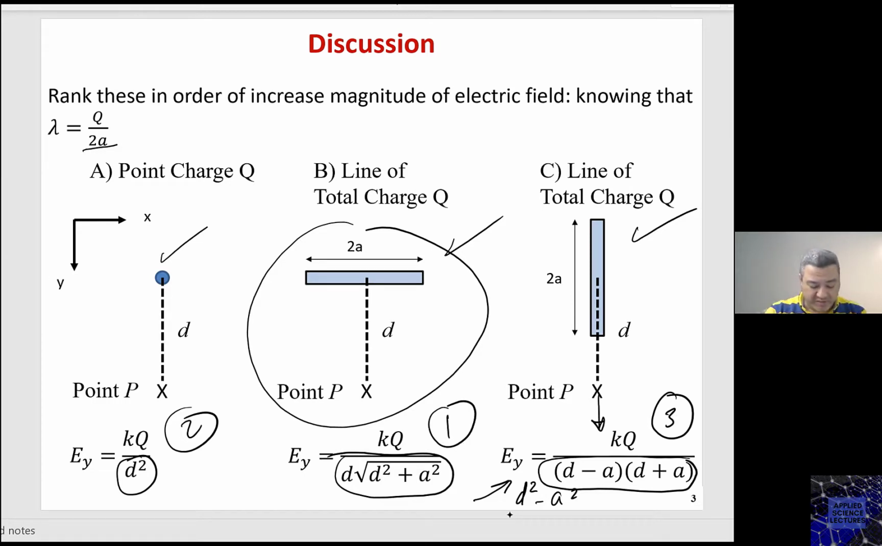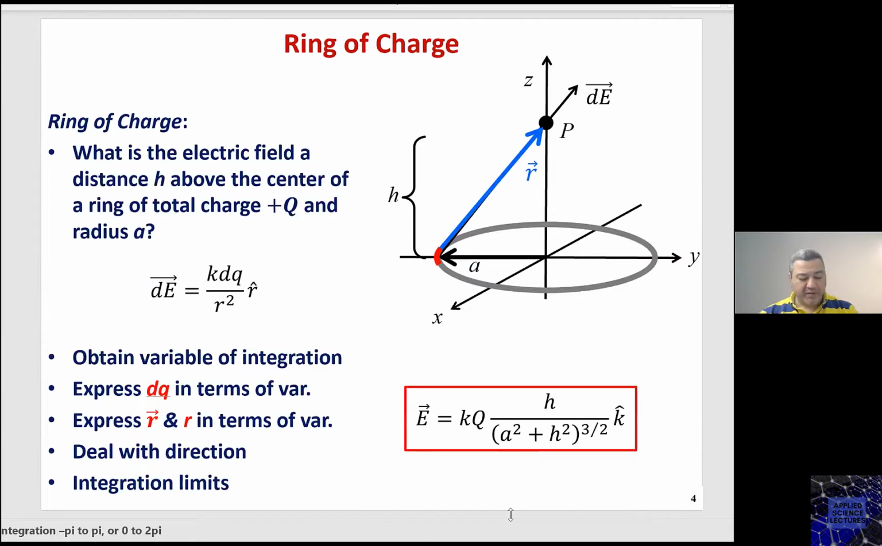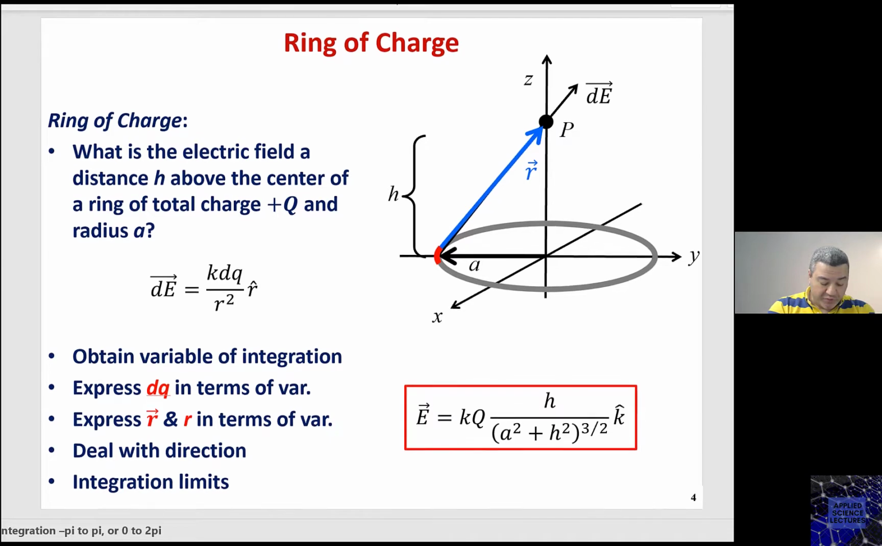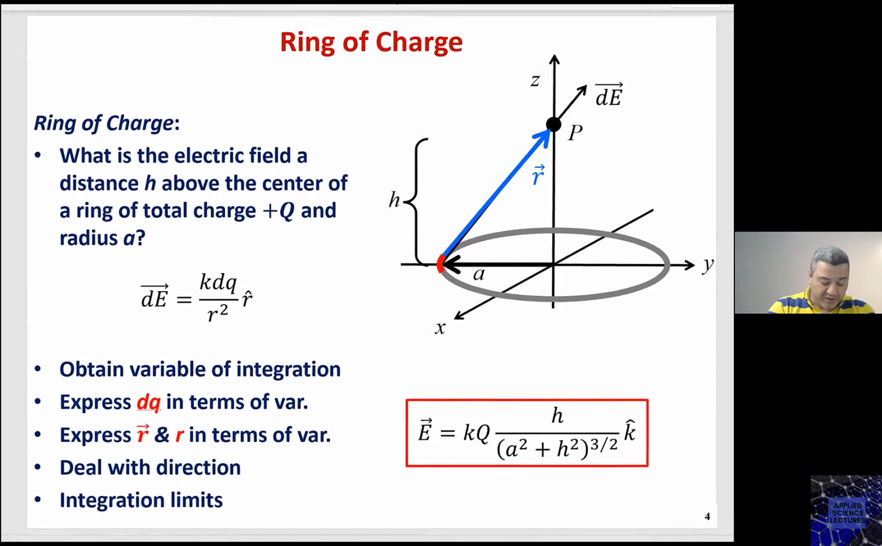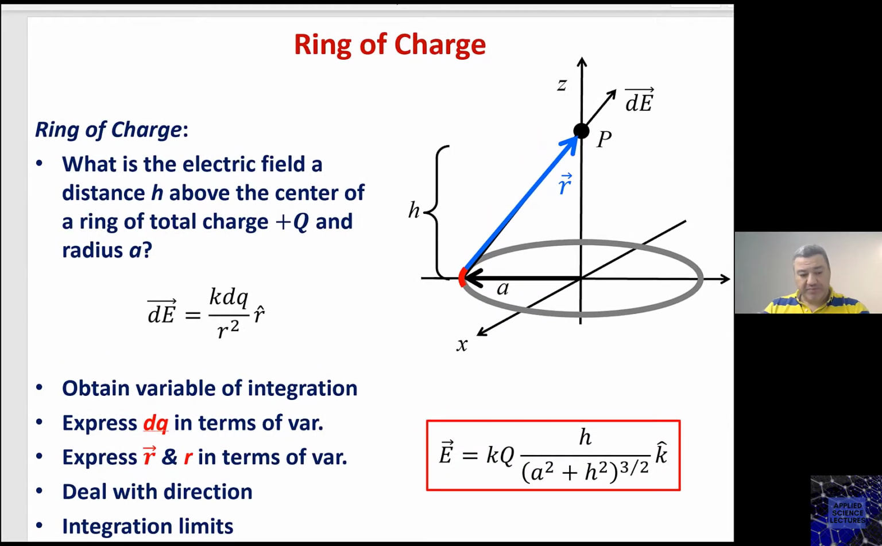Then comes the point of charge here. Then comes this case. Now let's go to the next case for the ring of charge. So we have seen a line of charge. Now we want to go to the case of the ring of charge.